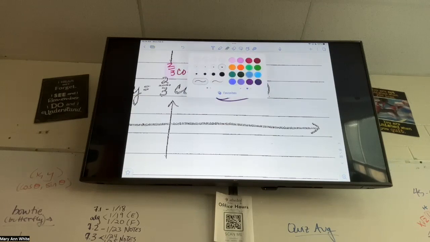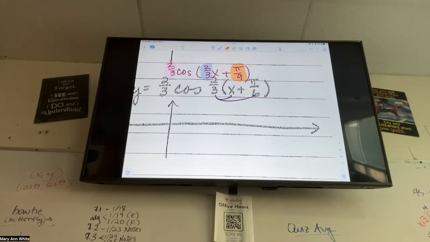So what is my amplitude going to be here? We always start there. 2/3. 2/3, good. And since we're not moving up or down any, we can go mark our 2/3 on our graph. Wherever you want to put 2/3, go ahead and put 2/3, positive and negative.